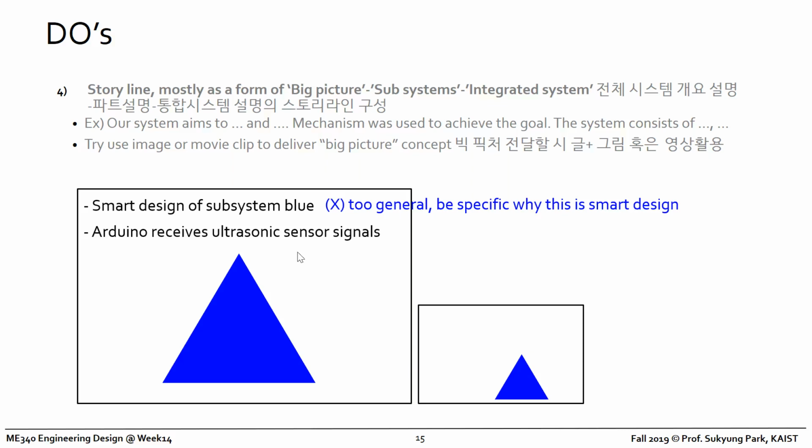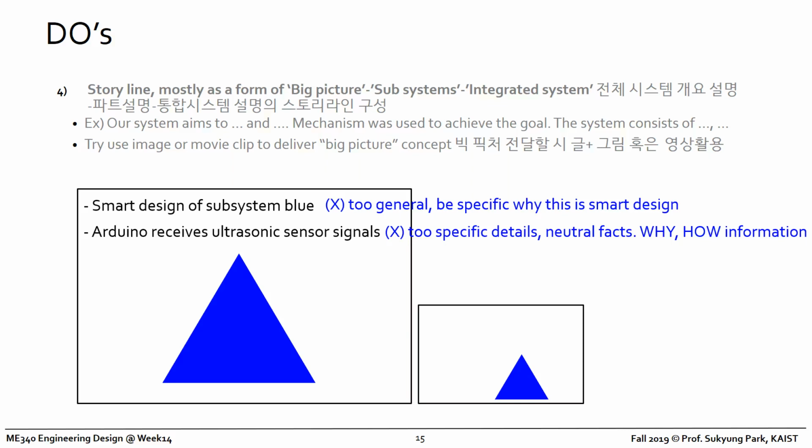Some students write the title this way: Arduino received the ultrasonic sensor signals. Is this a good title? No. Why? Because it's too specific. Who cares if you're using an Arduino board or another board? It's just a tool. It's a method, one of many possible methods to achieve those goals.